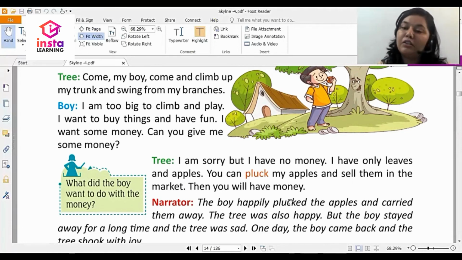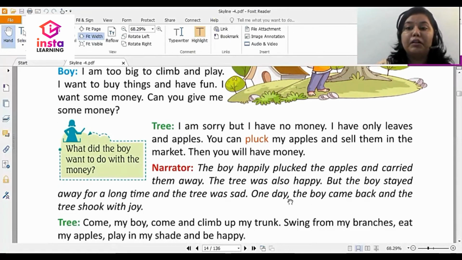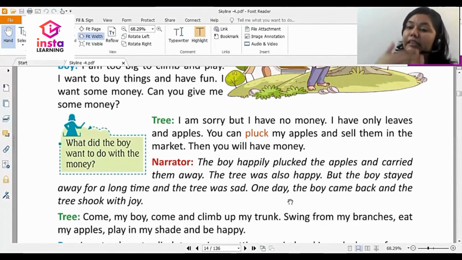So now the tree happily gives away the apples that were all over it. And the tree tells the boy that now you can sell these apples and you'll be able to earn some money.